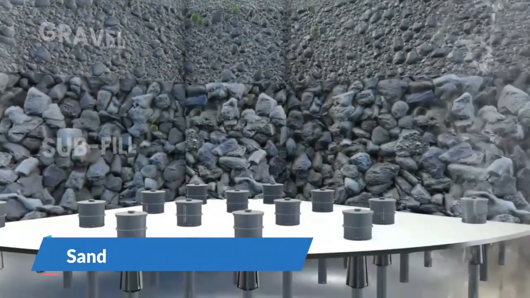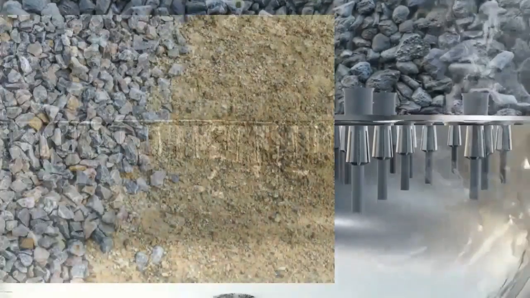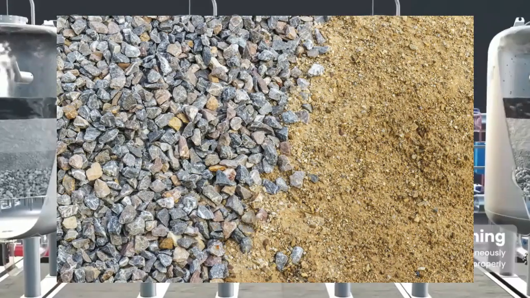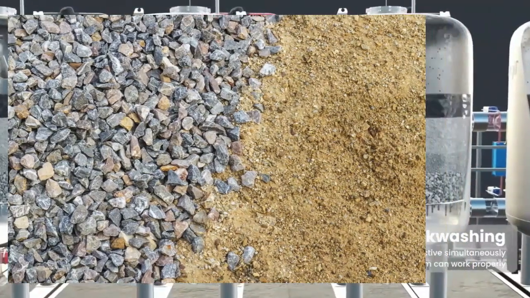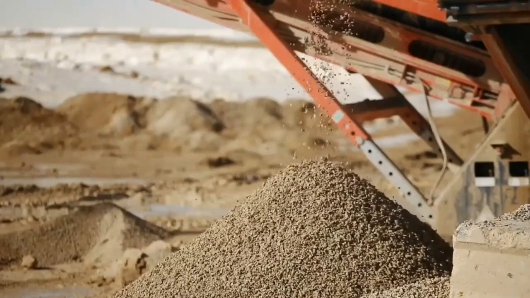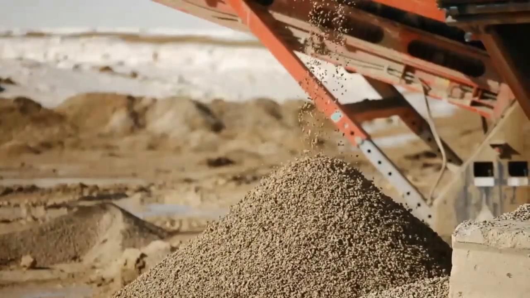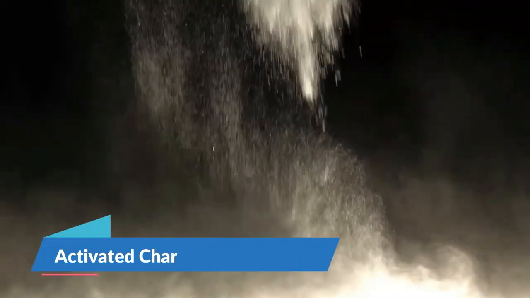Number 2. Sand and gravel. Commonly used in both community-based and industrial-scale filtration systems, sand and gravel layers serve as mechanical filters to remove particulate matter from water. The size and type of grain can be adjusted depending on the specific impurities and the desired clarity of the water. Number 3, activated charcoal, also known as activated carbon.